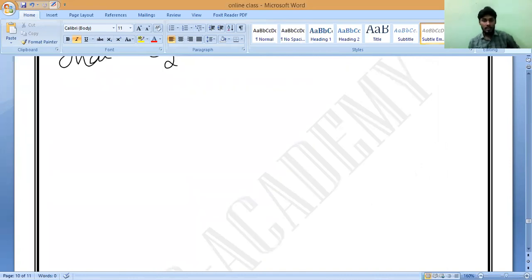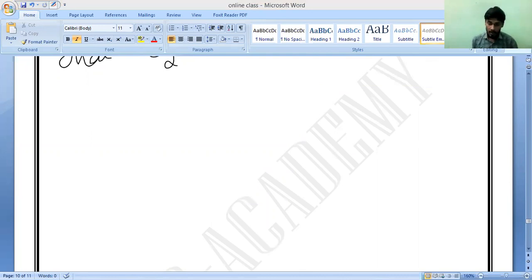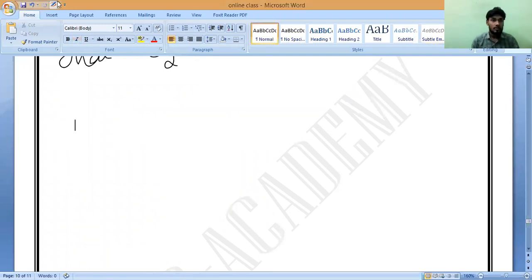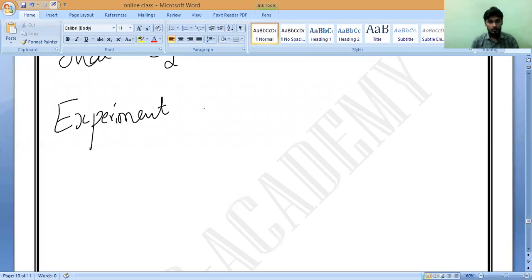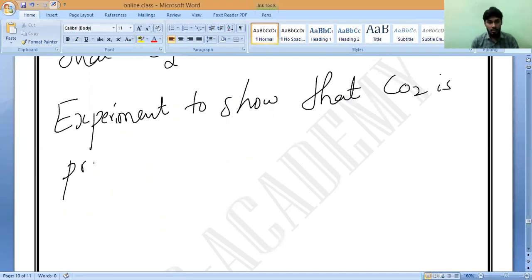This is all about respiration in human beings. Now we have to do an activity to prove that carbon dioxide is produced during respiration. This activity is most important. Understand? So keep a heading. The last concept in this respiration process: experiment to show that carbon dioxide is produced during respiration.